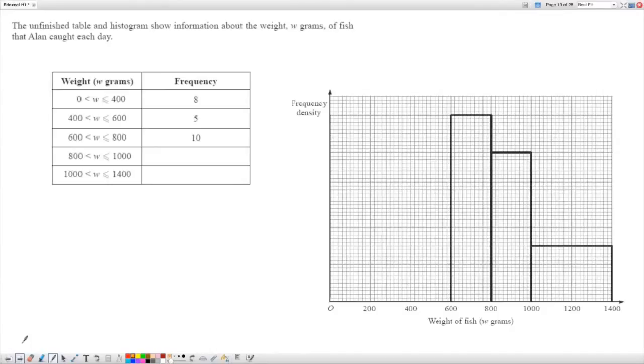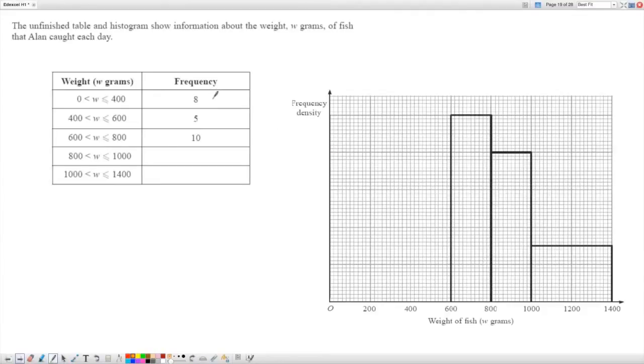Here we have an unfinished table and histogram, which shows information about the weight, in grams, of fish that Alan caught each day. So let me look here. We've got our scale and our label across here for our x-axis. We haven't got a scale here on the frequency density, and we've got a number of things missing.